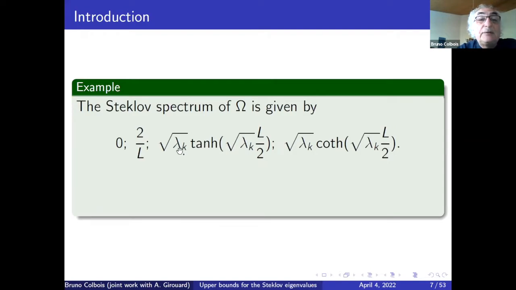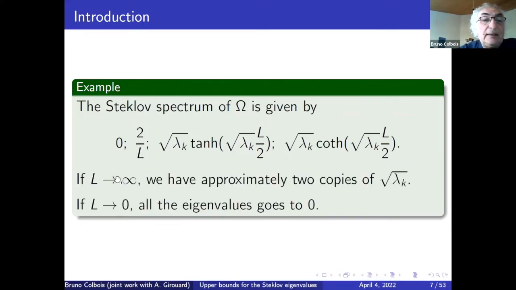You see that, for example, if you take k very large, this will be greater than this number for k equal 1. However, you have the two following things. If you look at L going to plus infinity, then the tangent hyperbolic and the cotangent hyperbolic go to 1. And so approximately, for very large L, you find 2 copies of the square root of the spectrum of sigma.